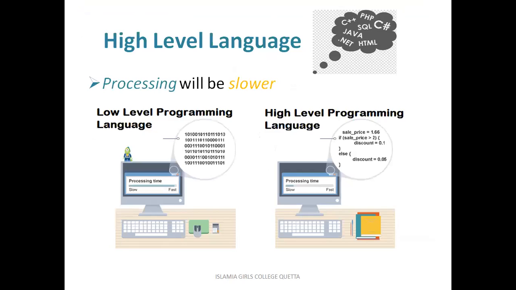But there is one drawback: the high level language processing, or executing the instructions, will be slower. In the low level programming language, the processing time is very fast, but in the high level programming language, the processing time will become slow. This means that your program will take more time to execute if it is written in a high level language as compared to if it is written in a low level programming language.